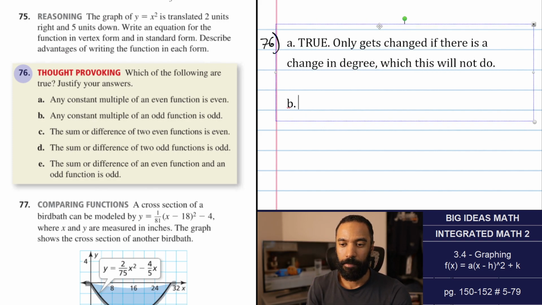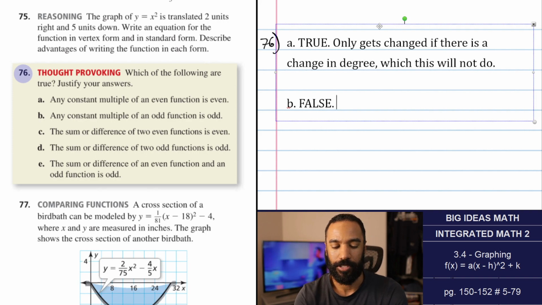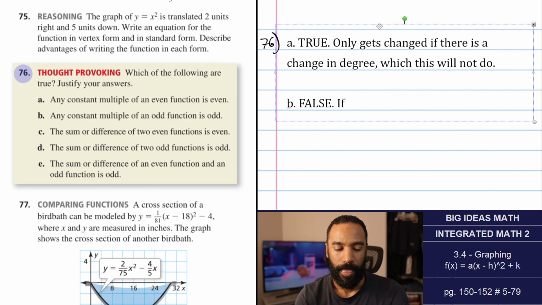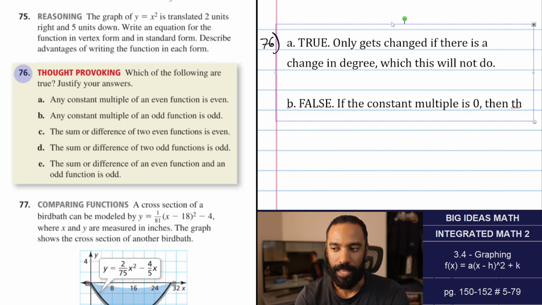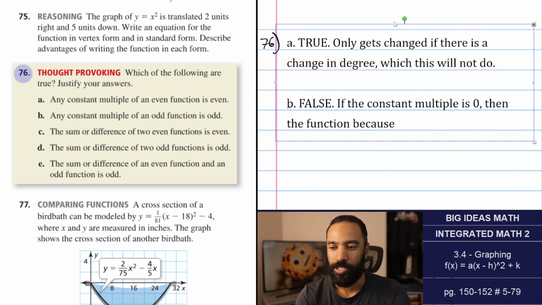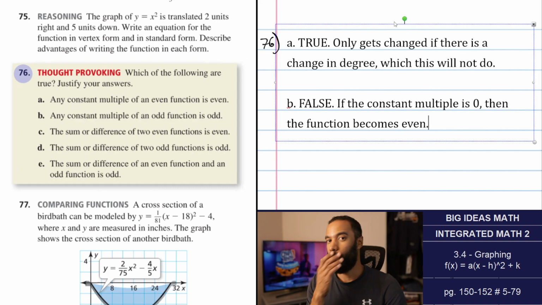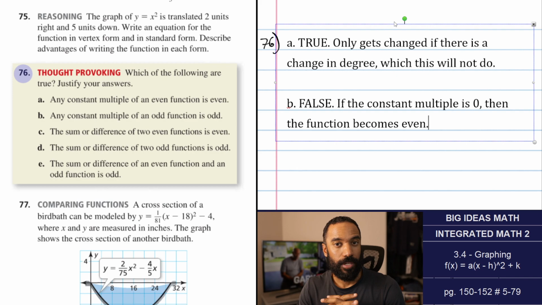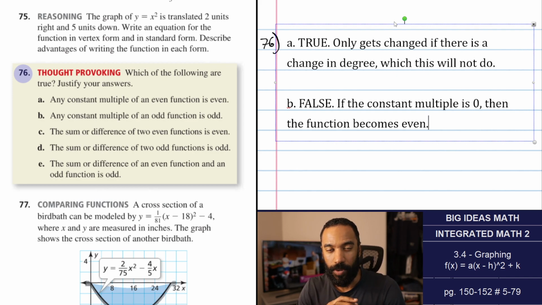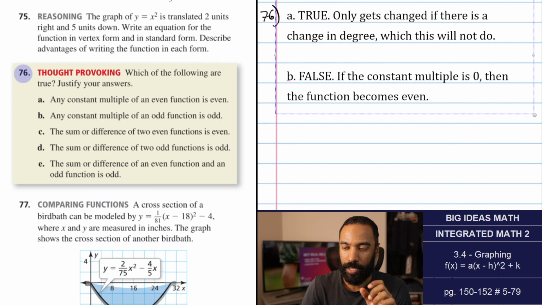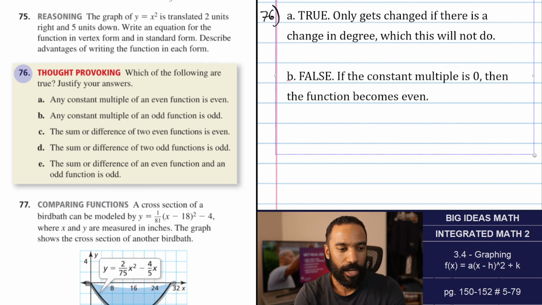Mostly true, but it's false for at least one of them. False if the constant multiple is 0, then the function becomes even. See, when you multiply something by 0, 0 is a constant value. 0 is an even degree term, it's to the 0 power. So that would make it even. Anything else should be fine, I think. It says any constant multiple.